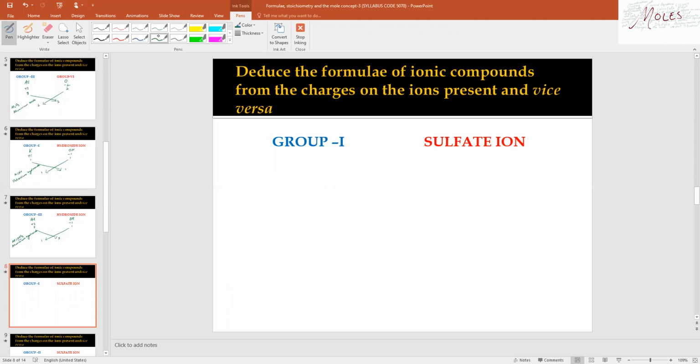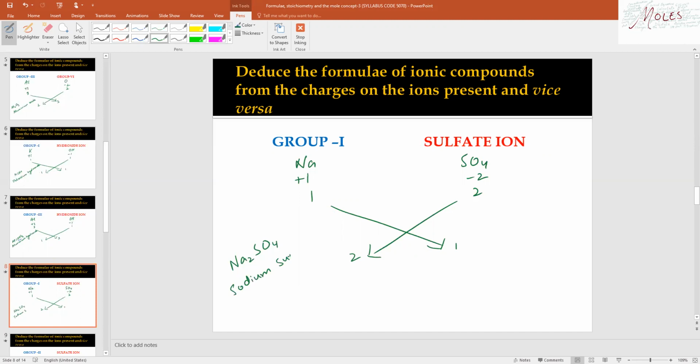Now let's work out the formula for the sulfates of group 1 and 2. I am taking sodium from group 1. Symbol for sodium. Here's the valency. Sulfate ion. Here's the charge. Swapping their subscripts, we will get Na2SO4. The name is sodium sulfate.